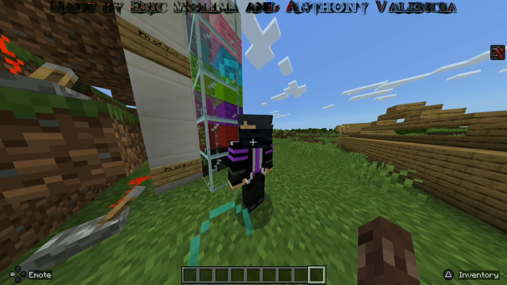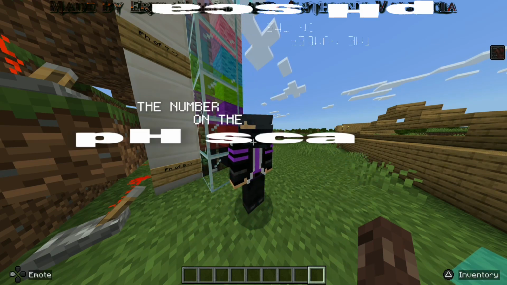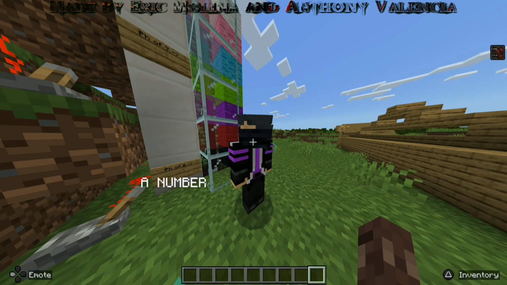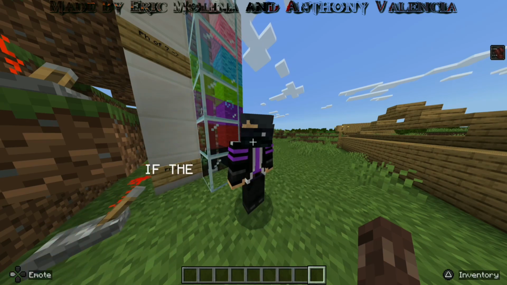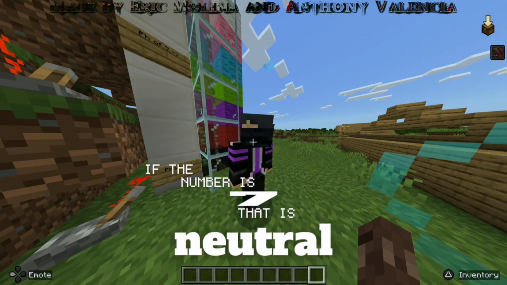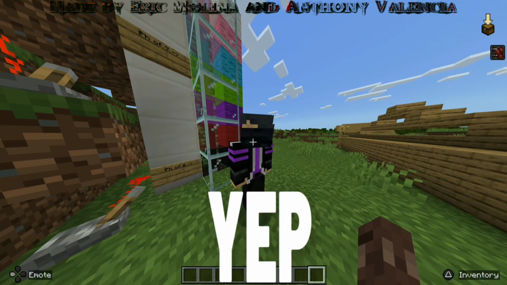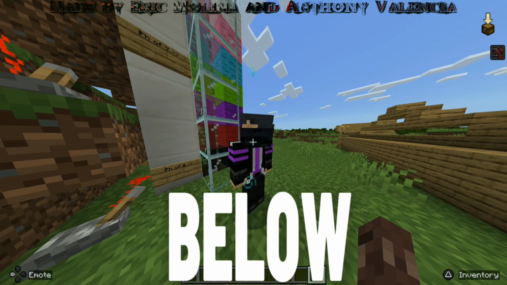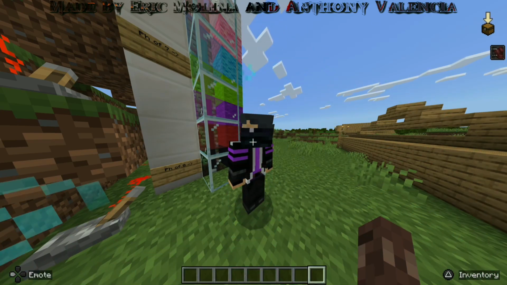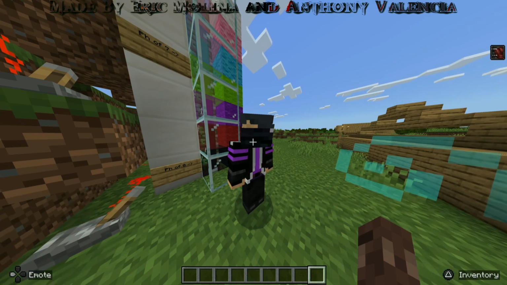And last but not least, if the number on the pH scale is 8 through 14, it is a more basic solution. And if the number is 7, then it is neutral, which is water. And if the number is below 7, which is 6 to 0, then it is more acidic. Got that right.